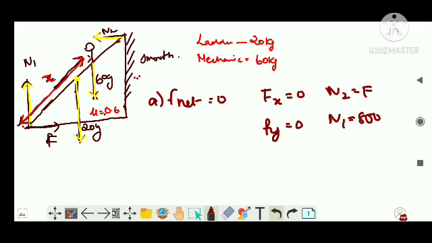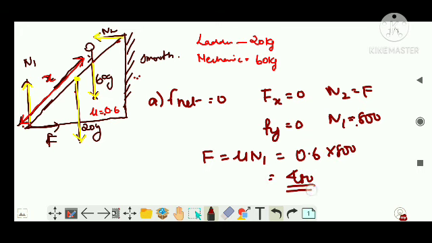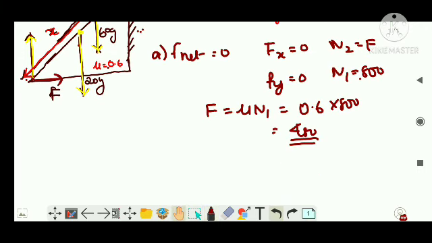Right, now the ladder is just about to slip. So what type of friction is acting? The friction is limiting friction, which is mu into N1. So mu into N1, I can write 0.6 into N1, which has been calculated as 800. You will get 480. So the friction acting here is 480 Newton. This much is clear, right?